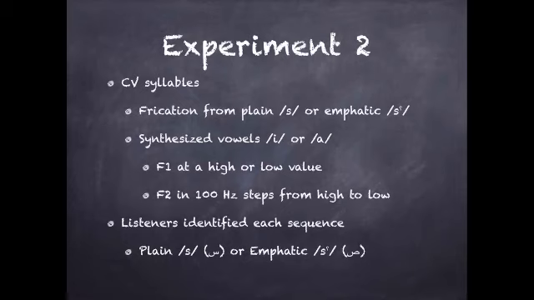Experiment 2 examined the perception of the plain and emphatic consonants. In order to do this, I synthesized CV syllables that consisted of frication from a plain S or an emphatic S with a synthesized vowel, E or U. Each synthesized vowel had varying levels of F1 and F2 in order to examine how F1 and F2 each influence perception of the plain and emphatic consonants. Listeners then identified each sequence as plain S or emphatic S.